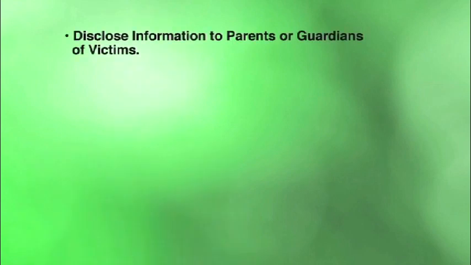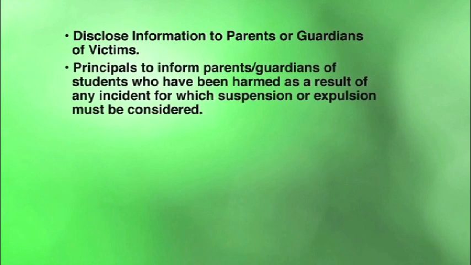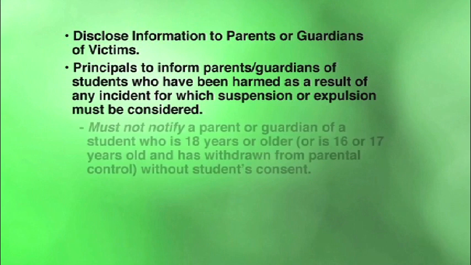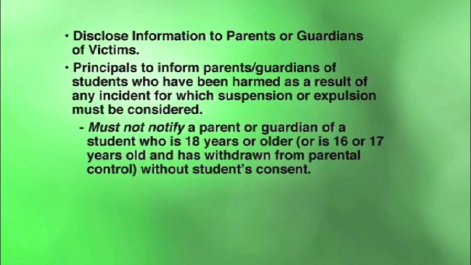Another new requirement for principals is to disclose information to parents or guardians of victims. The Education Act requires principals to inform parents or guardians of students who have been harmed as a result of any incident for which suspension or expulsion must be considered. This amendment does not allow a principal to notify a parent or guardian of a student who is 18 years or older, or is 16 or 17 years old and has withdrawn from parental control.